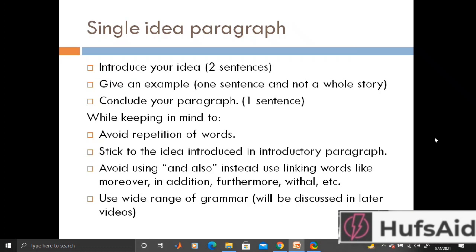So, stick to the idea introduced in the introductory paragraph. In your body paragraphs or in your concluding paragraphs, never ever introduce anything that you have not written in your introductory paragraph or opening paragraph. And avoid using "and also" in a sentence. You can write "and also" only once in your essay. Instead, use linking words like moreover, in addition, furthermore, without, etc. Use a wide range of grammar, and this grammar range I'm going to discuss in the later videos.